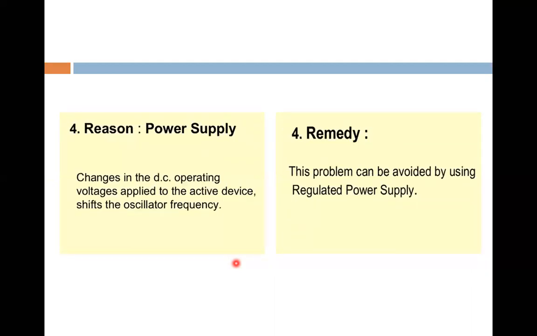Power supply. Changes in the DC operating voltage applied to the active device shift the oscillator frequency. So for that, it can be avoided by using a regulated power supply, a constant power supply.